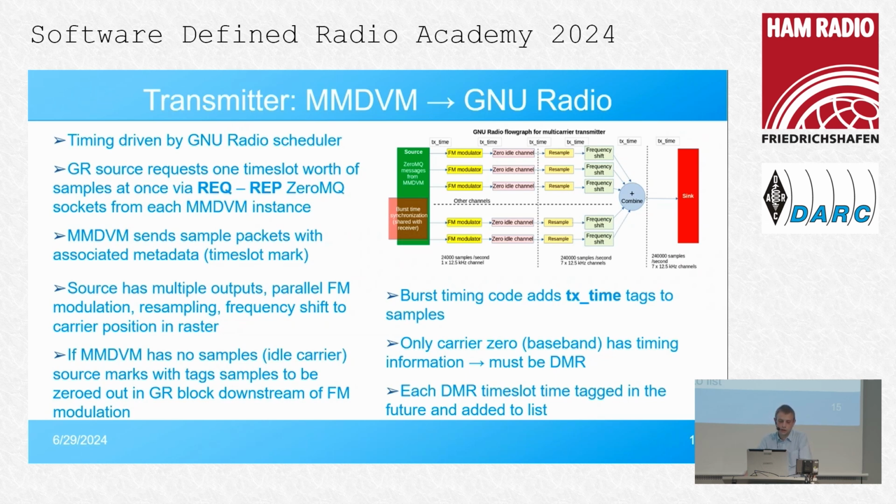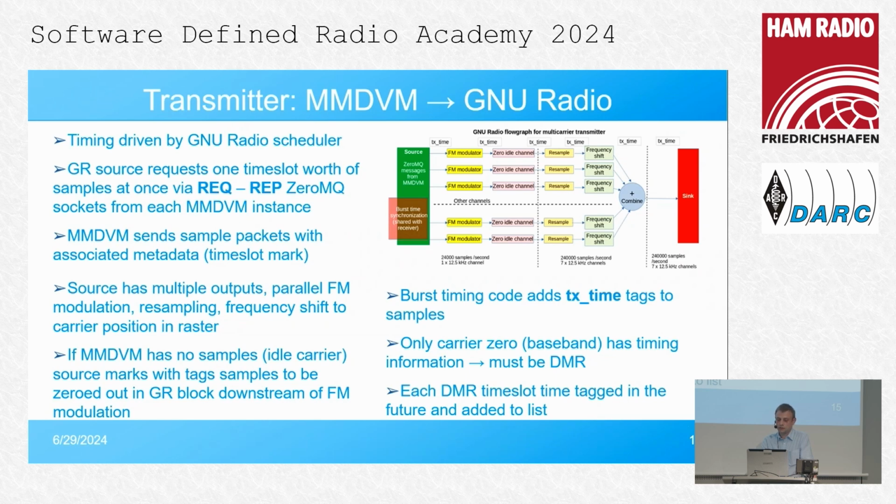If there are no samples for a certain carrier, so for a certain MMDVM instance, because that carrier is idle, those samples will be zeroed out after the frequency modulation, so downstream from it, because we want to avoid a continuous carrier. The burst timing code here, which allocates and tags with the TX time tags, is common with the receiver.